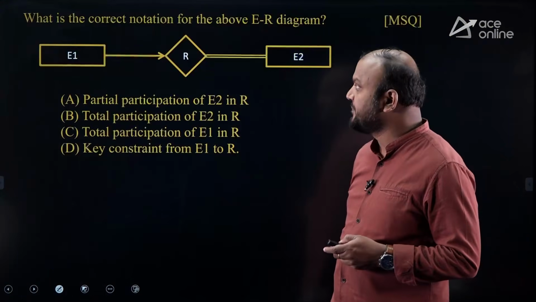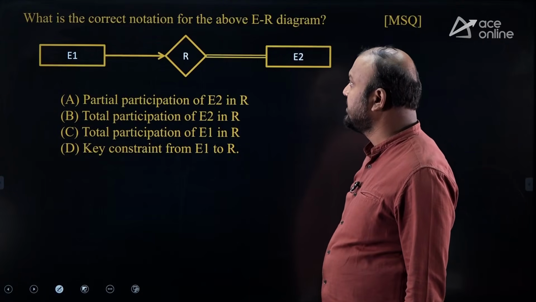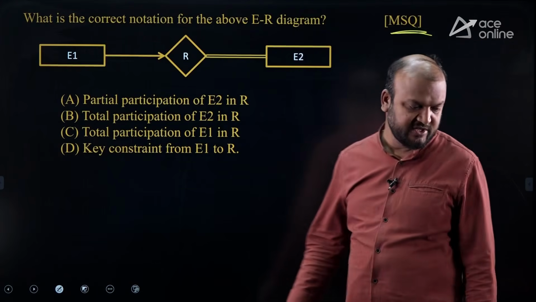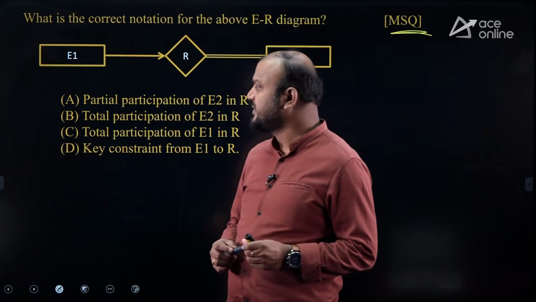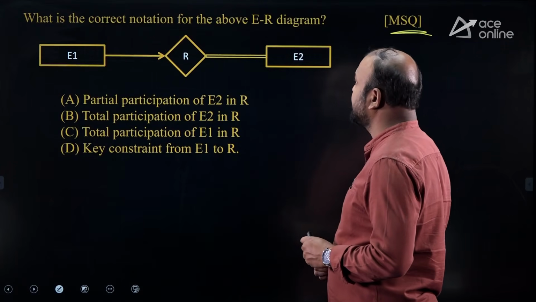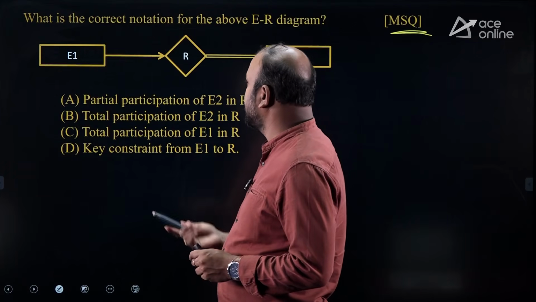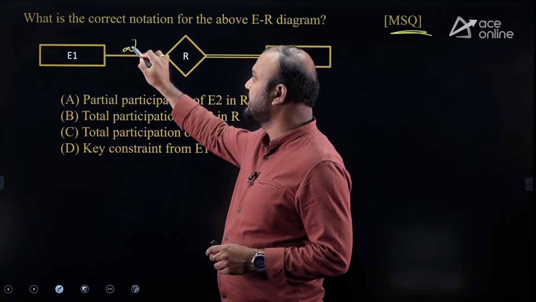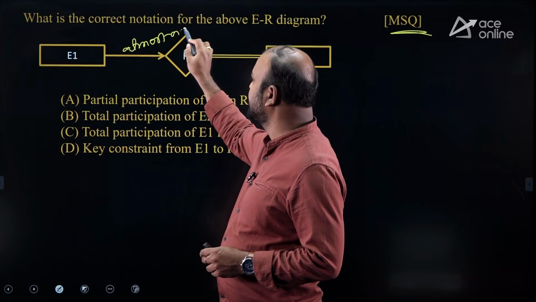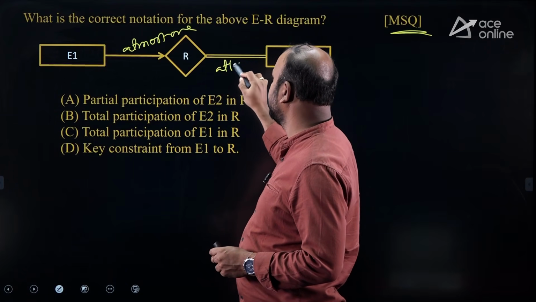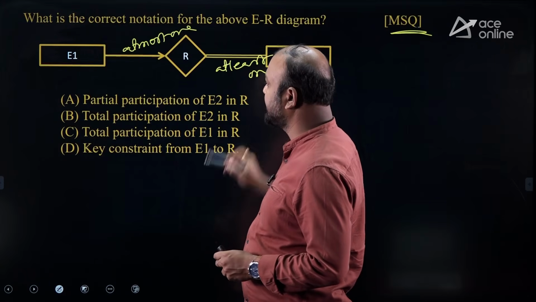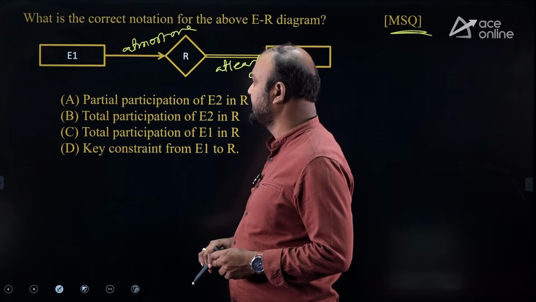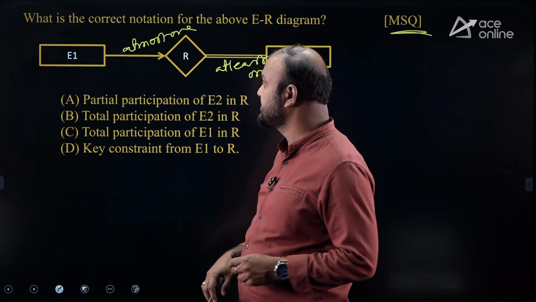Okay. What is the correct notation for the above ER diagram? This could be a multiple selection question. Go ahead, just 1 minute for the question. Just now I told you the meaning of the notations. This is called single line and arrow. Single line and arrow is called at most 1, and double line is called at least 1, right? Single line is called partial participation, double line is called total participation. The question is about participations.